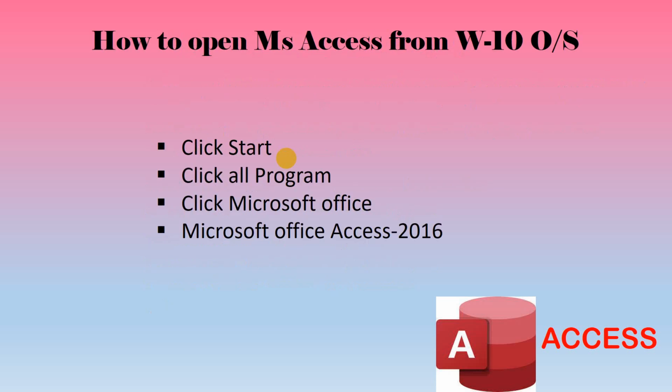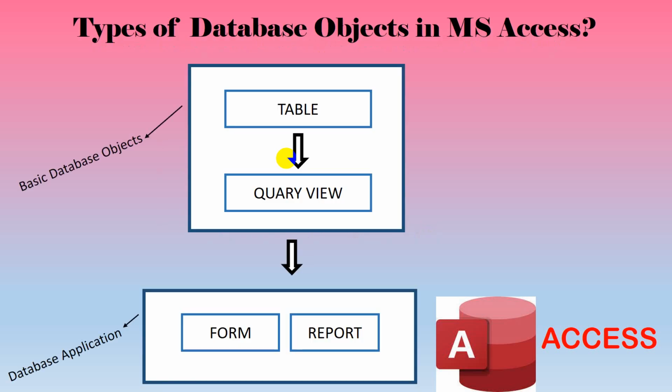Somebody may ask, how can I open my Access database from the Windows 10 operating system? The first thing you need to do is go to the Start menu. So you need to click there. Then you need to go to All Programs, then Microsoft Office, and you also need to look for Microsoft Office Access 2016. That's what you need to do.